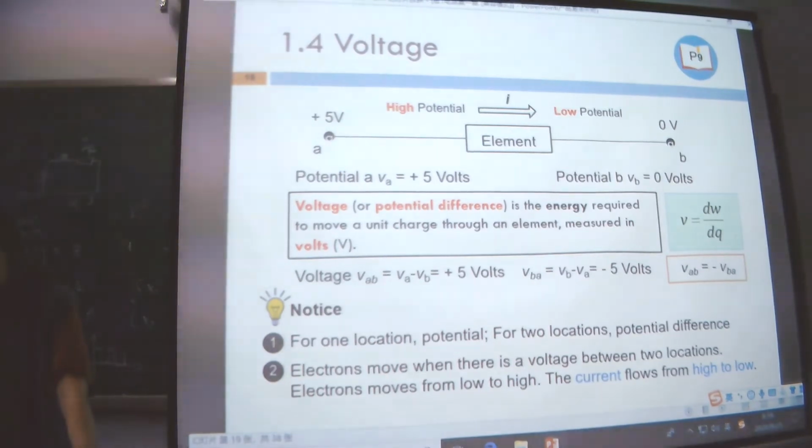So voltage is also called potential difference. It is the energy required to move a unit charge through an element. Remember, it's a unit charge, right? And the unit is V, we said it's volt. And here is the equation, or the definition, of V.